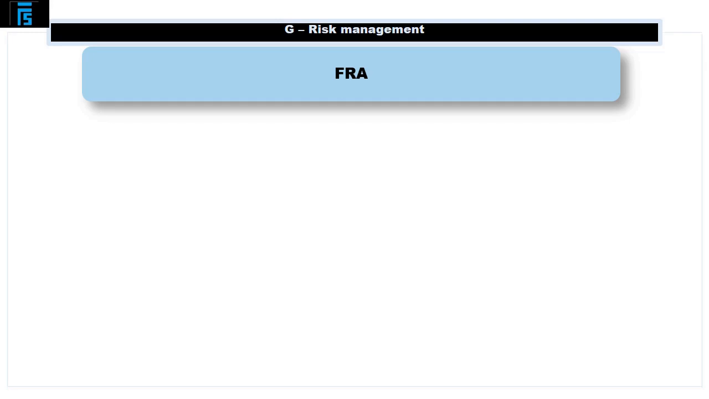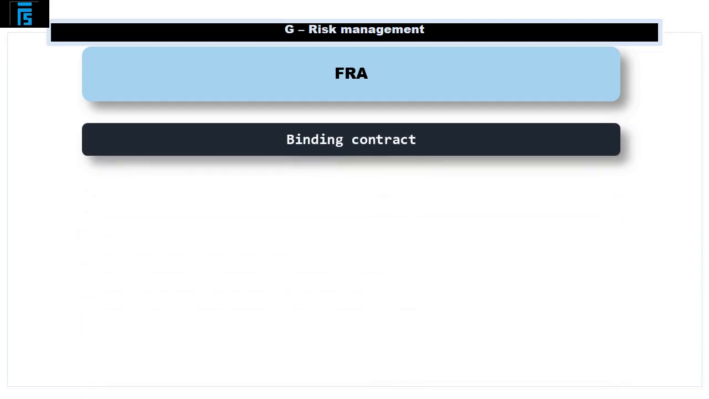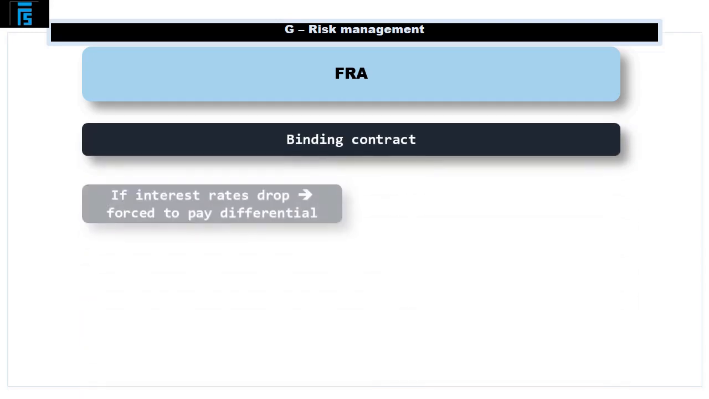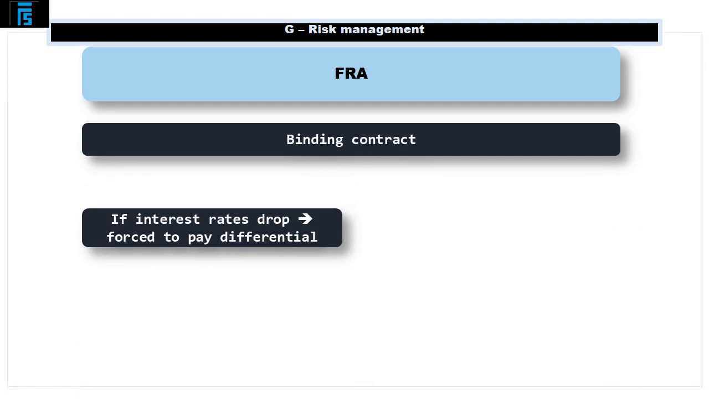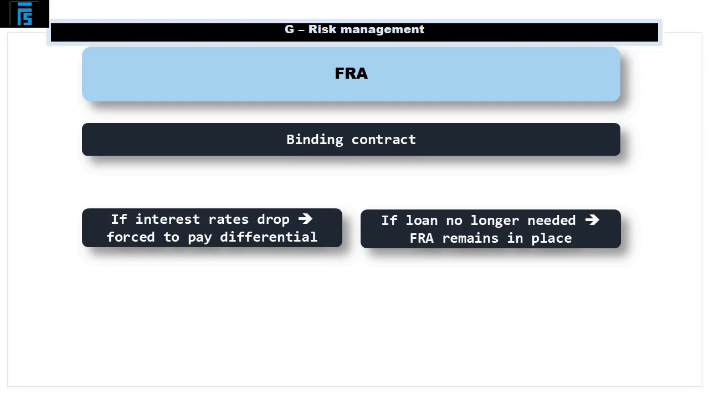FRAs guarantee us a rate, but they're a binding obligation. If rates drop in the intervening period before we sign the loan, we're forced to pay under the FRA. Equally, if circumstances change and we actually don't need the loan, the FRA remains in place and we will be obliged to pay if rates drop, albeit we'll have a receipt if they rise.